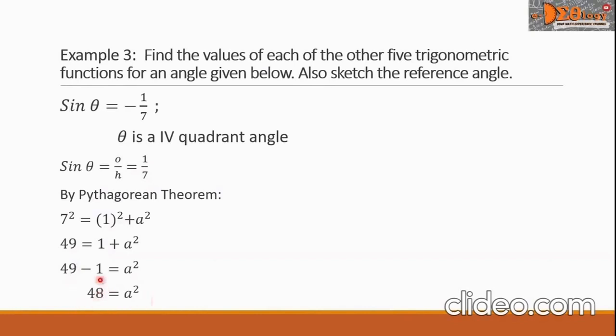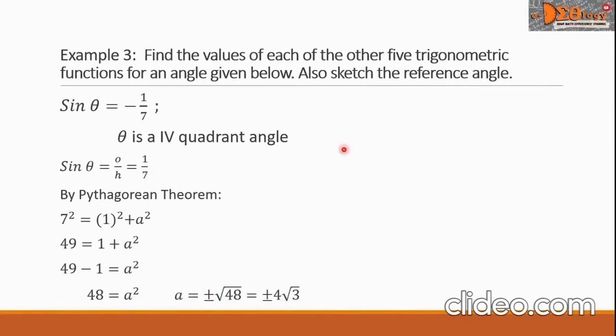And we will take the square root of both sides. The power 2 is now cancelled. So we have a equals plus or minus the square root of 48. This 48 is not a perfect square number, but we can factor this into 16 times 3. And the 16 is a perfect square number, so we can simplify this radical to plus or minus 4 square root of 3. We are now ready to write the 5 trigonometric functions.